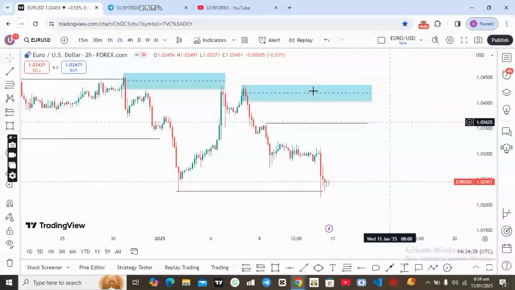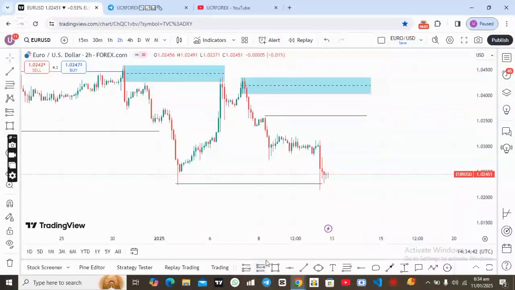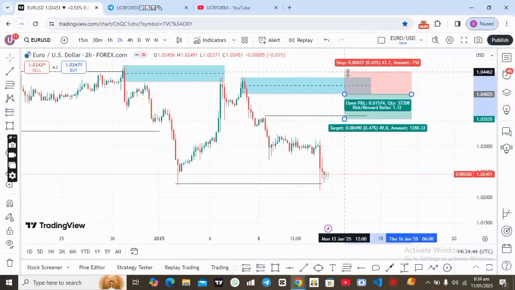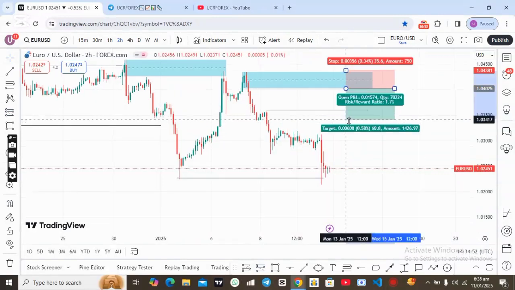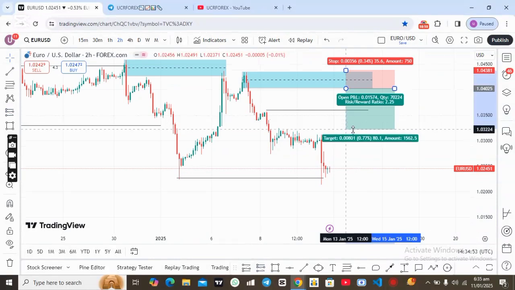I'll make sure I cover it well. So this particular candle is what I'll be looking at, and then I will now plot it this way, and I have my stop loss just above it. This time around, I'm risking something like 35 pips, and I will make sure that I'll be targeting more than 35 pips, or 3 times 35 pips.